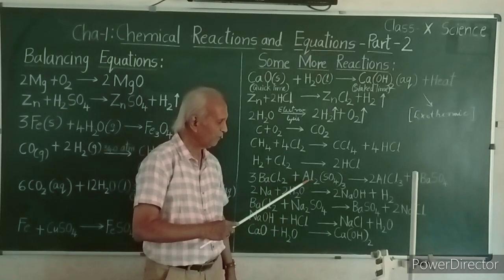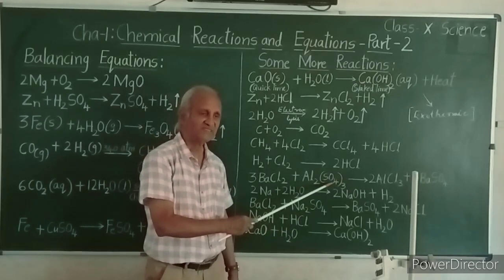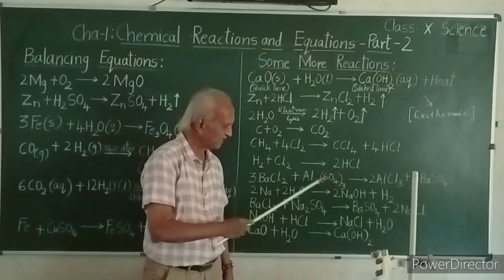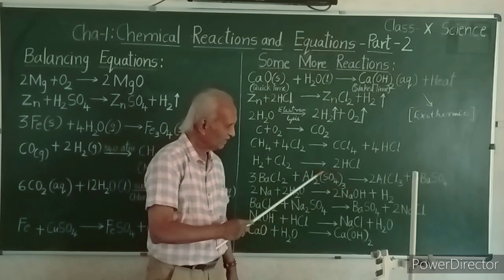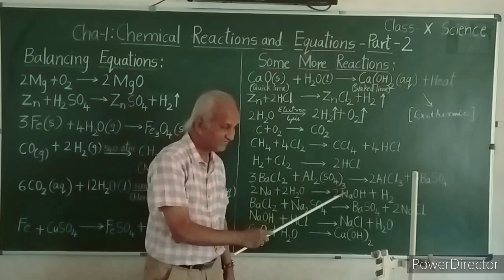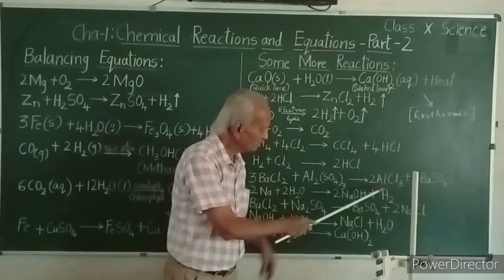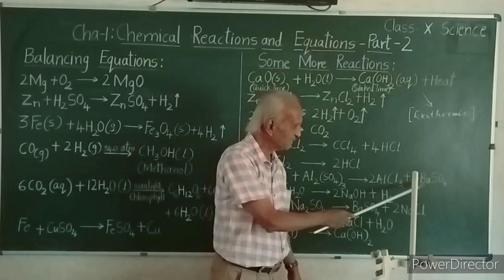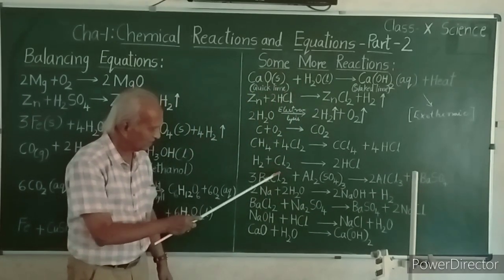The valency of aluminium is 3. Valency of SO4 radical is 2. So they exchange here. So it becomes Al2(SO4) thrice. Entire SO4, 3 times. It gives AlCl3 plus 3BaSO4. You see the beauty here.